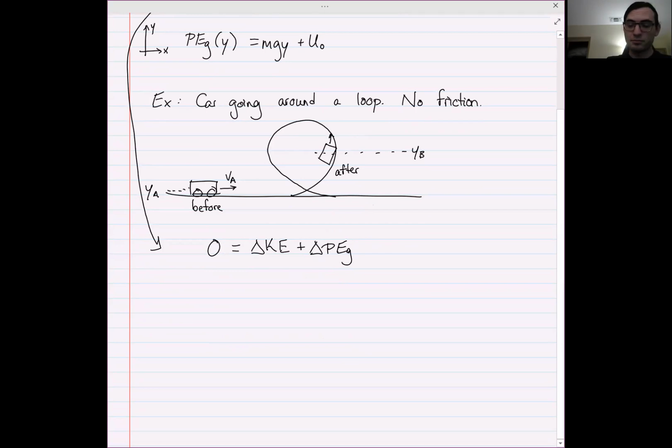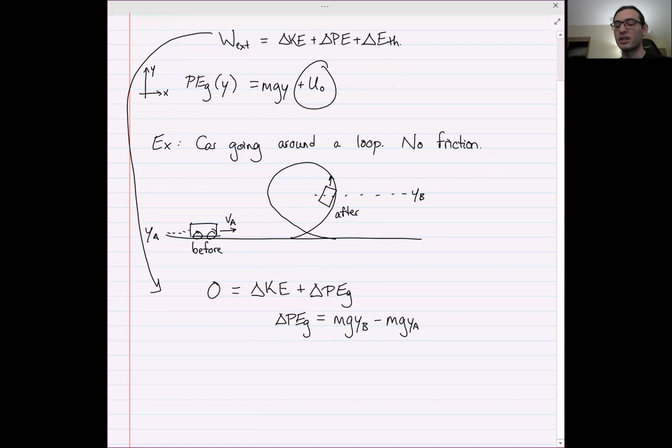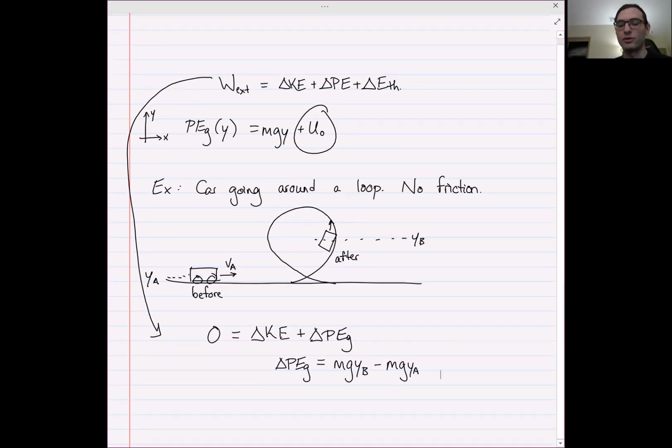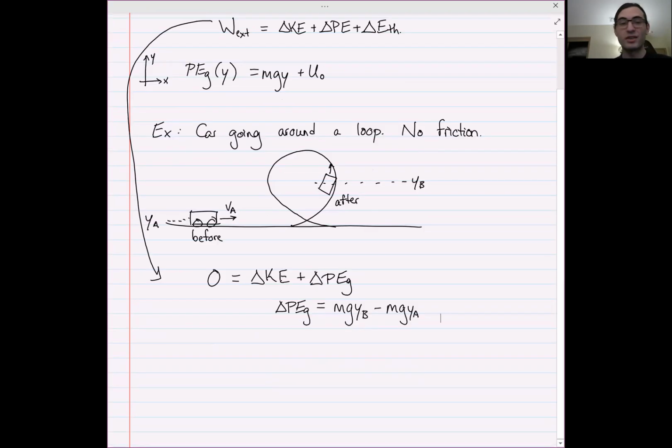So we know that the change in gravitational potential energy is just the final gravitational potential energy, mgyB, minus the initial gravitational potential energy, mgyA. Now, by the way, I could have added and subtracted that U naught, but it would have just canceled, right? So I'm just not going to do that, and that's one of the reasons why it doesn't matter if we add some constant. Right, so this is the change in gravitational potential energy.